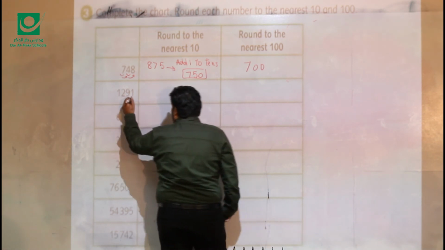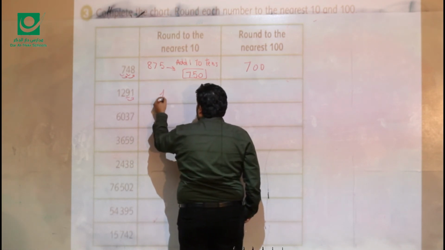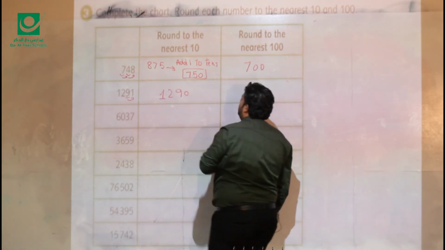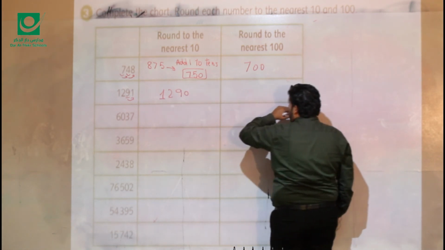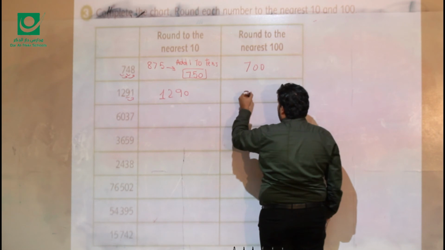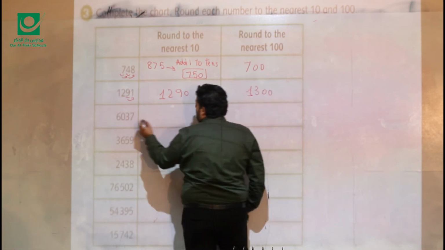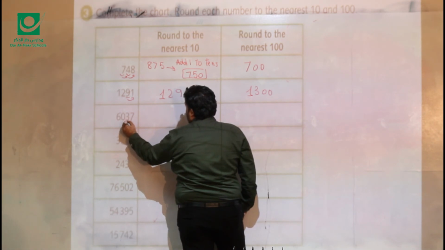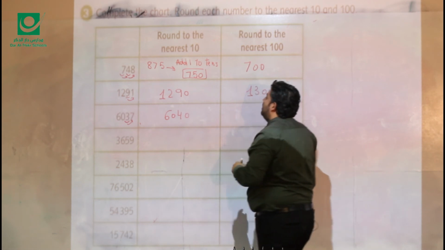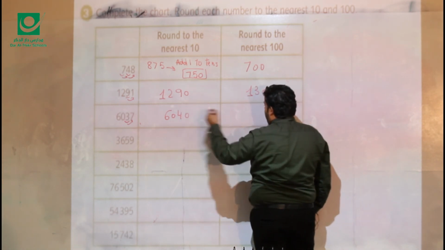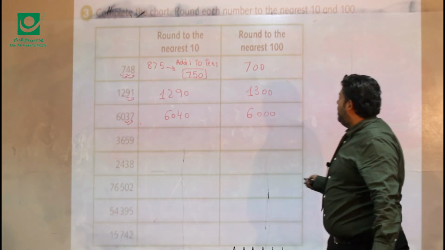1,291 to the nearest 10. Here is the tens. 1 less than 5. So 1,290. Going to the nearest 100. The number before is 9. More than 5. I add 1. So 1,300. The last one. To the nearest 10. Here is the 10. 7 more than 5. So 6,040. Going to 100. 0 before, it's 6,000. You can continue the others.